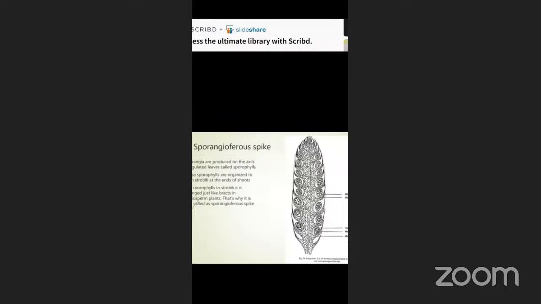So after they complete the development, the megaspores and microspores develop, and after fertilization they develop as a zygote. Okay, after that the zygote divides by some number of anticlinal and periclinal divisions to form an embryo.